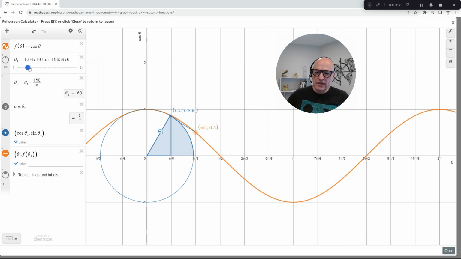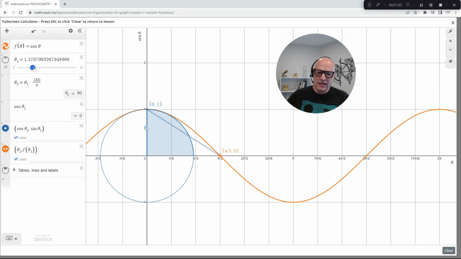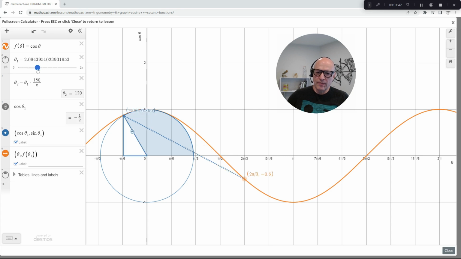So if I move this up to 90 degrees, well, at 90 degrees, the cosine of theta is 0. We'll explore that in a moment, right? But let me go to the next 60-degree angle, or 120 degrees. So at 120 degrees on the unit circle, the reference angle, which is shown in this triangle that's inlaid in my circle, the reference angle is the angle that is adjacent to the x-axis.